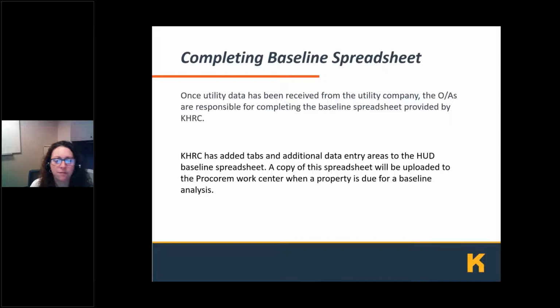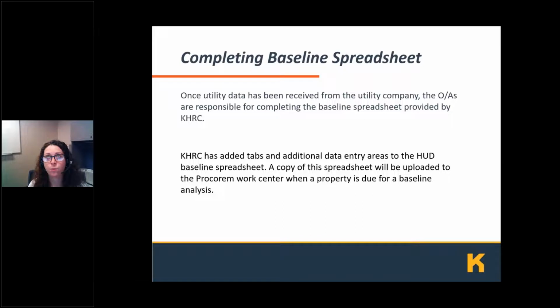We have customized this spreadsheet to make it a little bit easier for you. There are formulas and calculations on the spreadsheet that come from HUD. Those we haven't changed, but we've added a few little instruction pieces, tabs labeled at the bottom, just to help you complete this when it's time. I also want to mention briefly that once you get this data back from your utility company, you're going to open the spreadsheet and start entering that data.